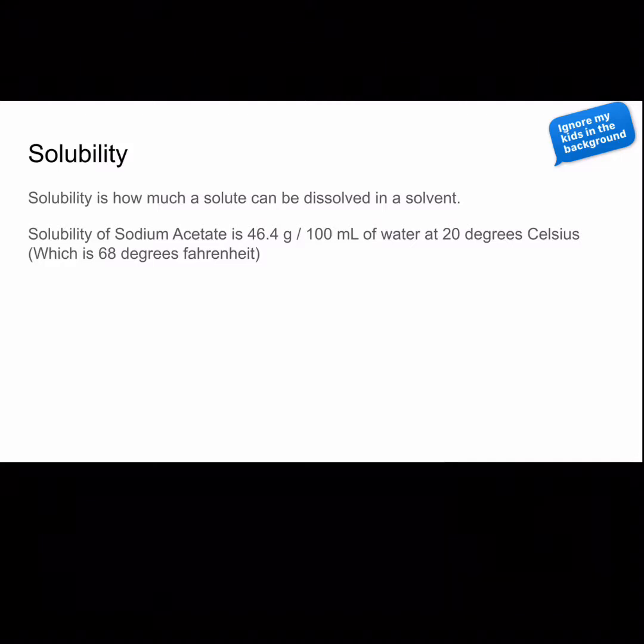Solubility, this is a new word for you. This is how much solute can be dissolved in a solvent. The solubility of sodium acetate is 46.4 grams divided by 100 milliliters of water at 20 degrees Celsius. You don't really need to know how to do any math on this right now. You just need to know that how much solute can be dissolved in a solvent would be solubility.